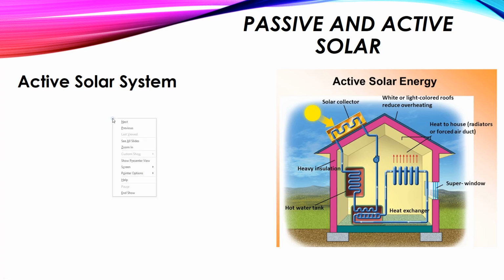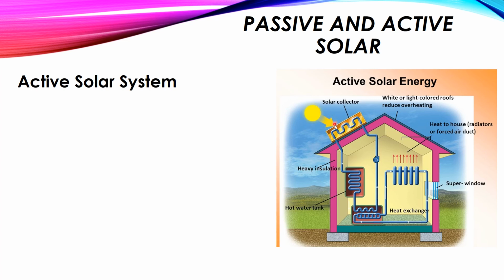The active solar system, or the active solar energy system, is simply used to provide heat energy to warm up our house. So how can we do this? We first use a component such as the solar collector. What does this do? This collects the sunlight, the heat energy inside the sun rays.